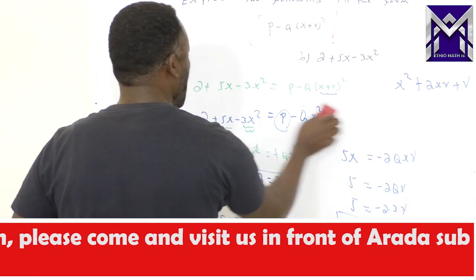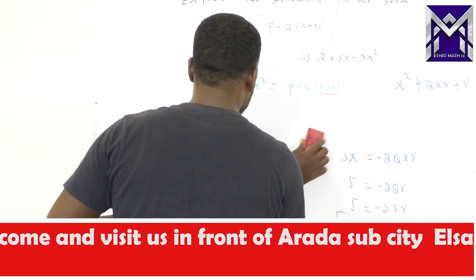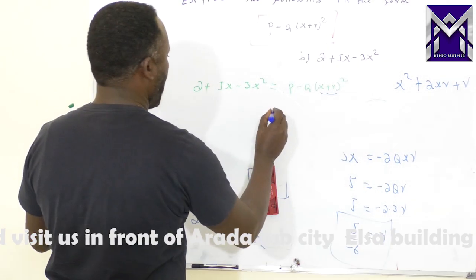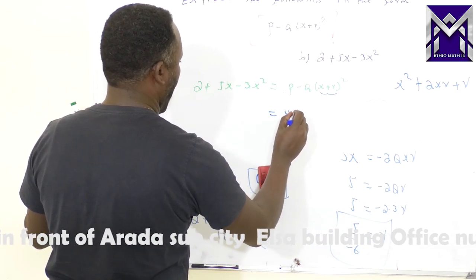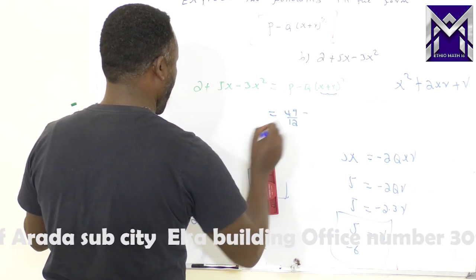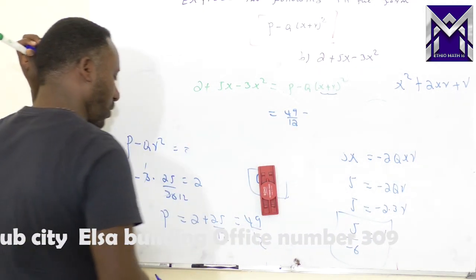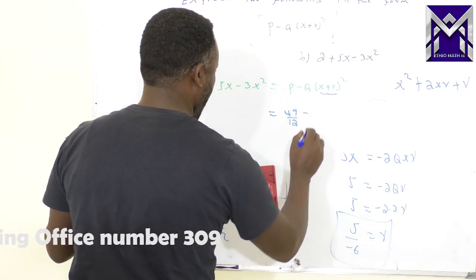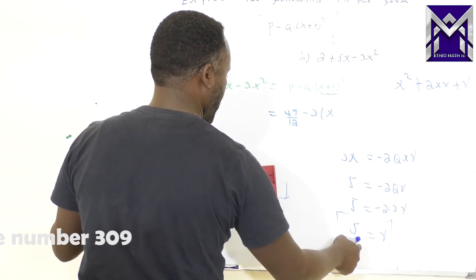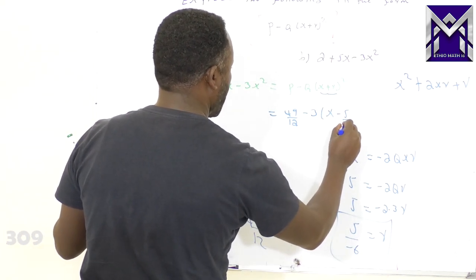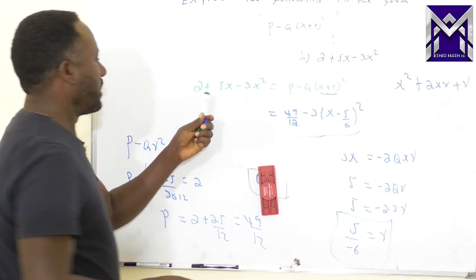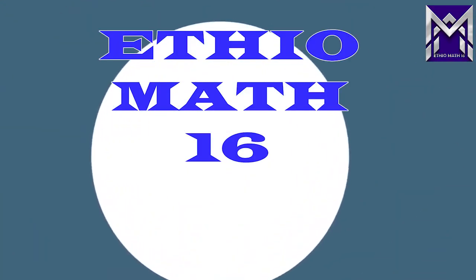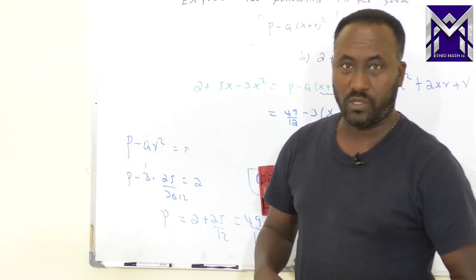And hence, now this problem: p is 49 over 12. Then q is already 3. So 3 into x, this is negative 5 over 6, the whole square. So this is written in the form of that. This is the way how to do this problem. This is all about our today's lesson.